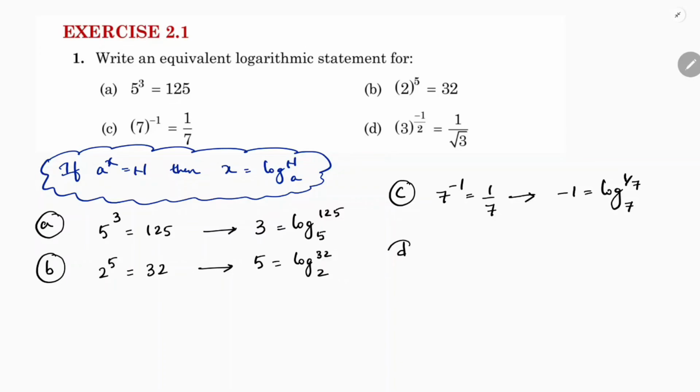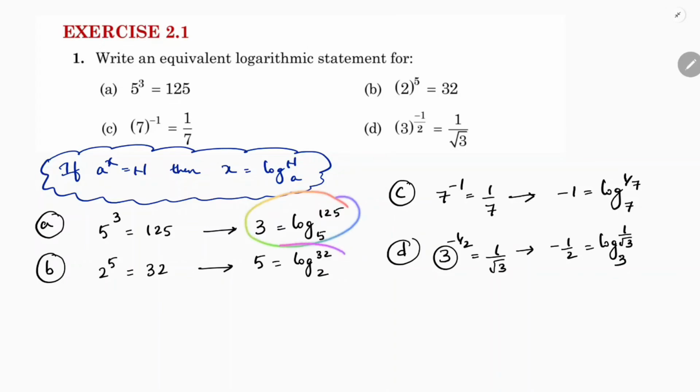Next, D. 3 power minus 1 by 2 equals 1 by root 3. So in place of x, minus 1 by 2, in place of n 1 by root 3, and the base here is 3. So these all are in logarithmic form, and the questions were in exponential form.